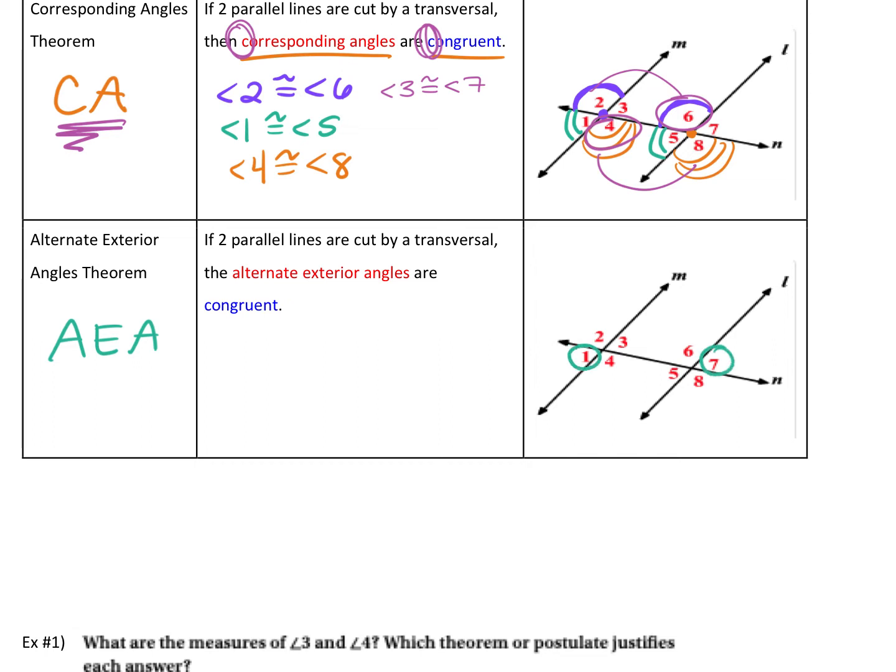Okay, so here's the deal. Alternate exteriors are congruent as well. So angle 1 is congruent to angle 7. What's the other one? I'm starting to understand it actually. 2 and 8. 2 is congruent to 8.